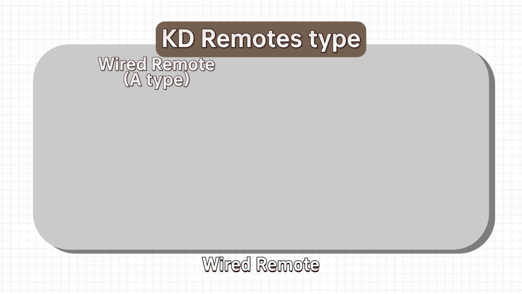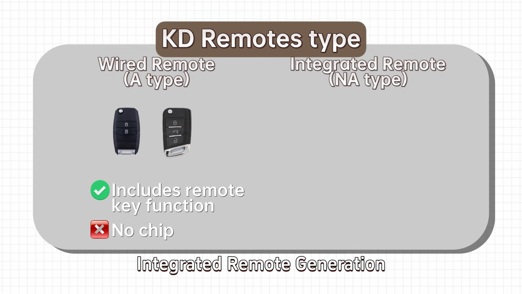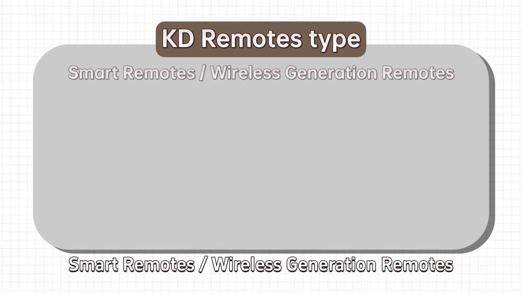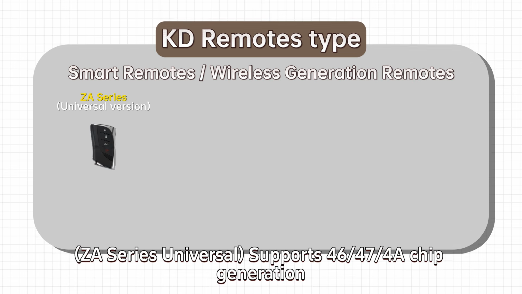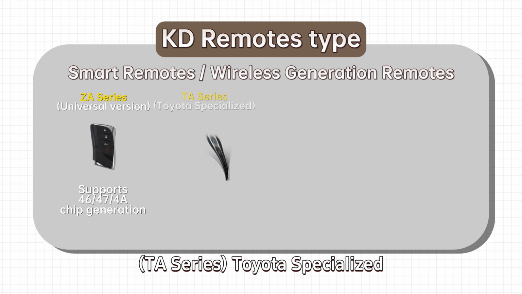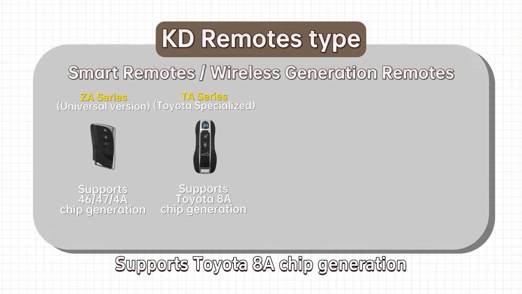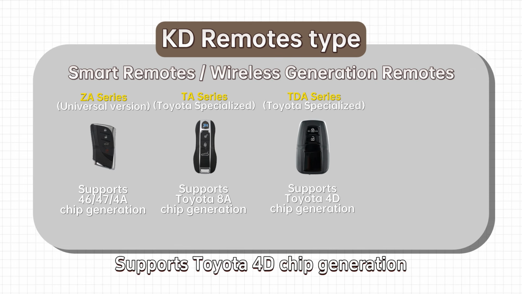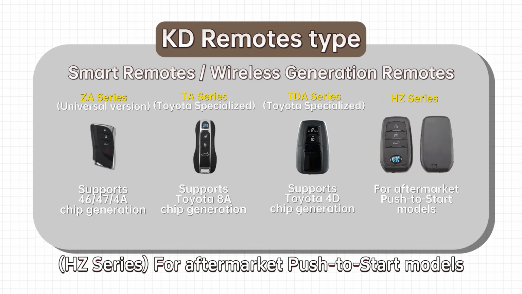Wired remote: A type includes remote key function, no chip, integrated remote generation. NA type, chip and remote are integrated. Smart remotes, wireless generation remotes: ZA series universal, supports 46/47 chip generation. TA series Toyota specialized, supports Toyota 8A chip generation. TDA series Toyota specialized, supports Toyota 4D chip generation. HZ series for aftermarket push-to-start models.